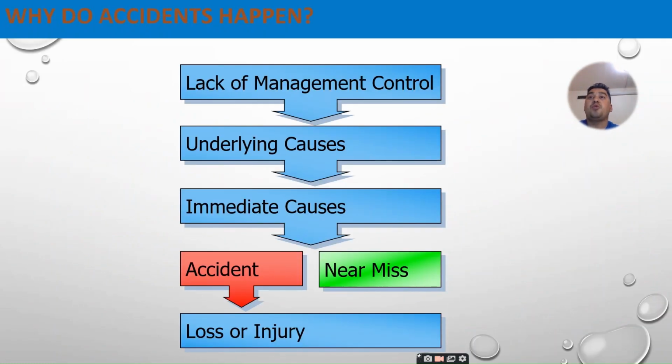Now, why do accidents happen? There are many reasons behind accidents, but if we go from the top, we can say it is purely a lack of management control. Management control is not working properly. After that, there are some underlying causes and immediate causes that lead to an accident or near miss. If there is an accident, definitely there will be some loss or injury.